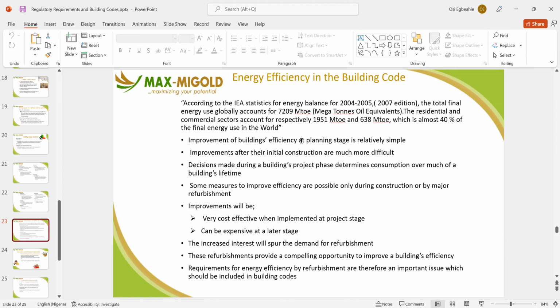Improvement in building efficiency at the planning stage is relatively easy. Now, it's very important for us to note at this point in time that once you are doing your building plan, that is the best time to employ energy efficiency, when the electrical people are doing their designs. That's when you have to implement all the major things that have to do with energy efficiency.